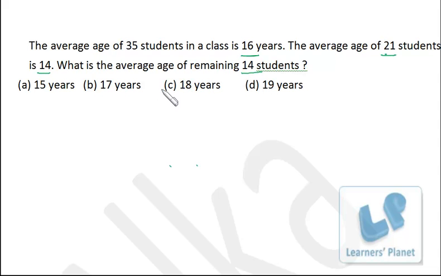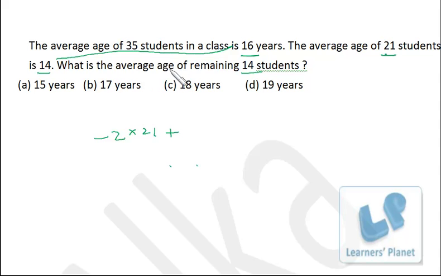Now we see the deviation, and we'll be getting the sum of deviations, and that should be 0. Average age of 21 students is 14. This is the overall average, and this is the average of 21 students. So the deviation is 16 and 14, so the deviation is minus 2. It is 2 less than the average. So minus 2 is the deviation and the number of students is 21. So the overall deviation is minus 2 into 21.